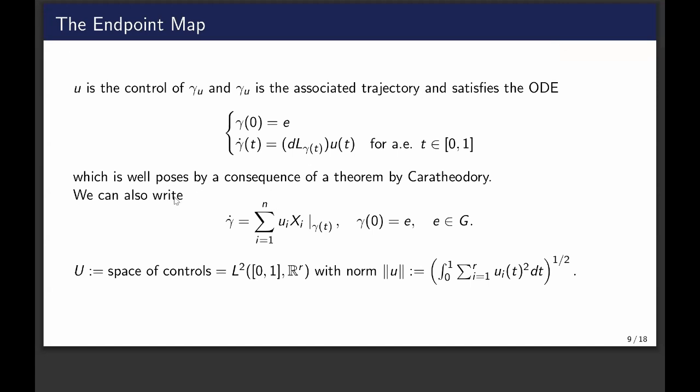Yeah. Okay. So we also write this curve like this. So here the controls are just the coefficients of the curve. And if xi is an orthonormal frame for the horizontal distribution, we have that the curve can be written like this. So here the u_i are the coefficients, and we restrict ourselves to this curve here. And the initial condition is just gamma of 0 is equal to the identity of the group. Now, the space of controls is an L2 space, and we have this norm for the space.